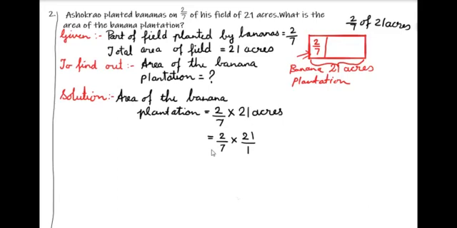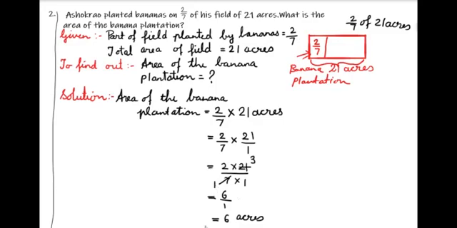2 into 21 is how much? 42 upon 7. Now, are these two numbers divisible by each other? Yes, 7 ones are 7 and 7 sixes are 42. All students, you can also do the cancellations at this step. See, 7 ones are 7 and 7 threes are 21. Next, 2 threes are 6 and 1 ones are 1. You can write 6 upon 1 as 6. It is 6 acres. Got it? So what is our answer? Area of the banana plantation is equal to 6 acres.